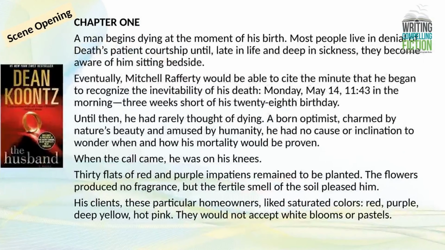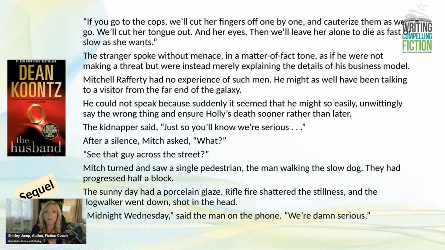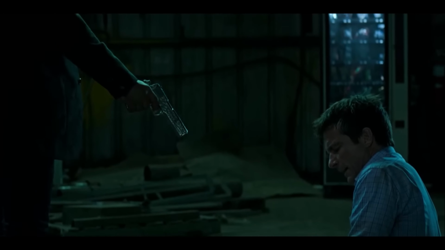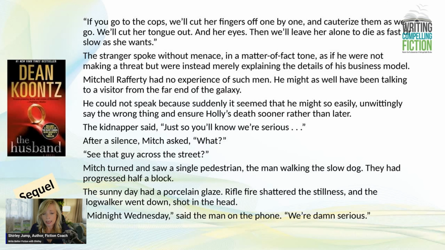Let's see how the sequel works out. They up the stakes by telling him in graphic detail what they are going to do to his wife. Just as he thinks, well, maybe I can bargain with them. Maybe I can kind of make this work out. Maybe I can somehow find a way to make this happen. They start upping the stakes. It's a lot like that scene in Ozark with Marty in the warehouse. The guy says, just so you know, we're serious. And he says, see the guy across the street, and they kill him.